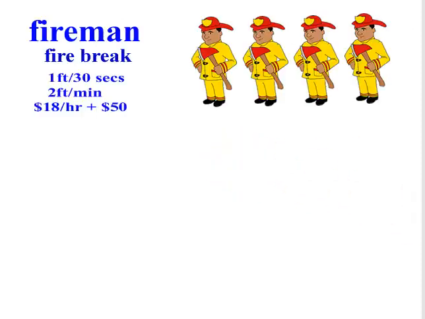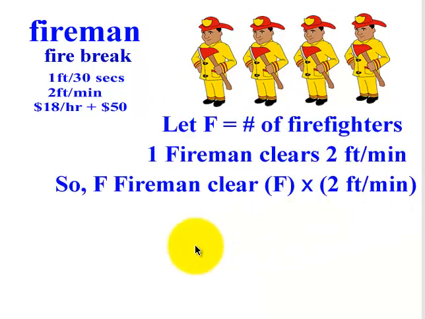Equations. Okay, so first of all, how many firemen are we going to need? Good question. So we're going to let the letter capital F equal the number of firefighters. So the letter F means the number of firefighters that are going to be hired. It's an unknown, it's a variable. But we do know that one fireman can clear 2 feet in 1 minute. So F firemen can clear F times 2 feet per minute. Got it?